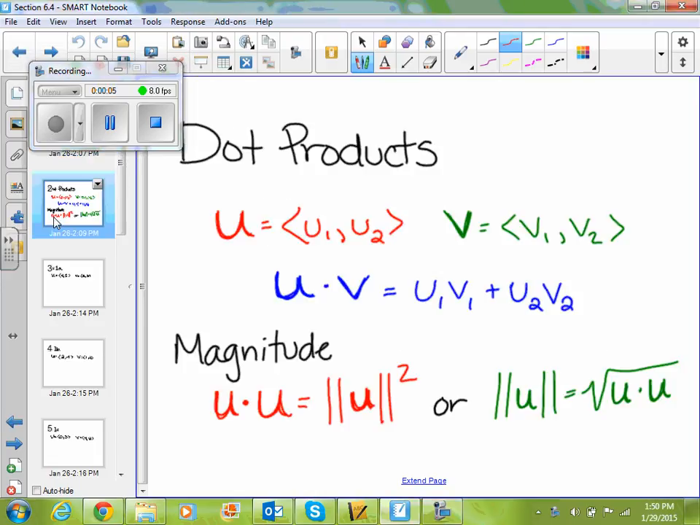So we have two formulas we're going to look at today. We're going to look at our dot product formula, and we're going to look at our magnitude formula again.